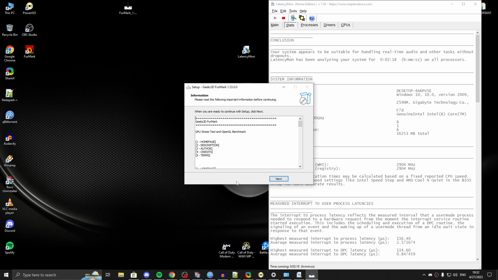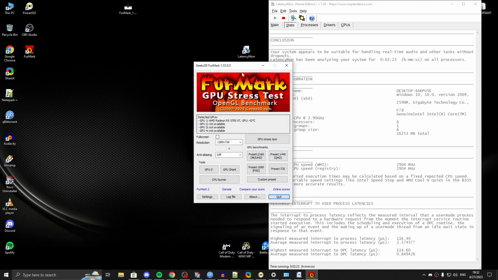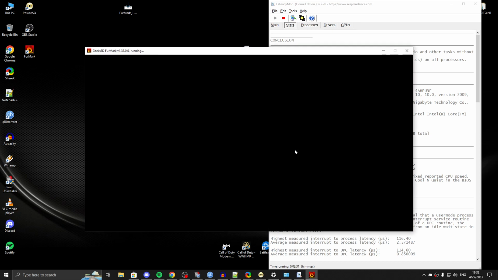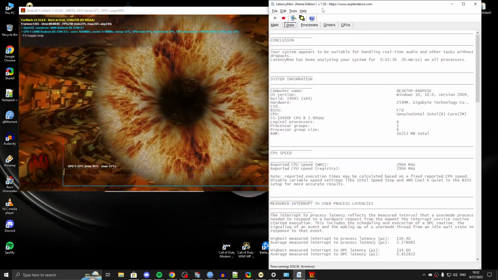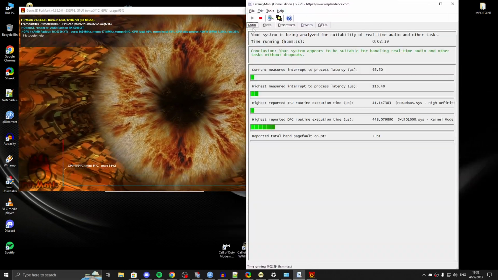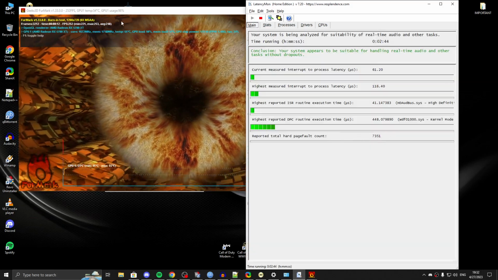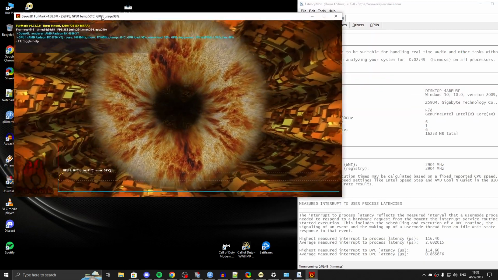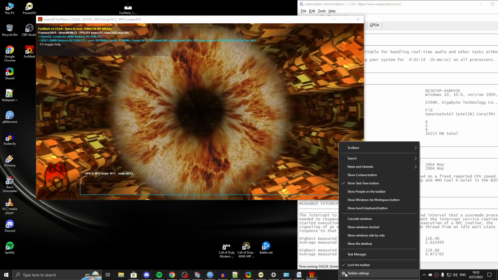Okay, start. I don't know if it will crash. Whatever, just start. Take note of the number of page faults, guys. We're testing the latency and we're benchmarking the GPU at the same time. I mean, it's really funny. Where is Task Manager?